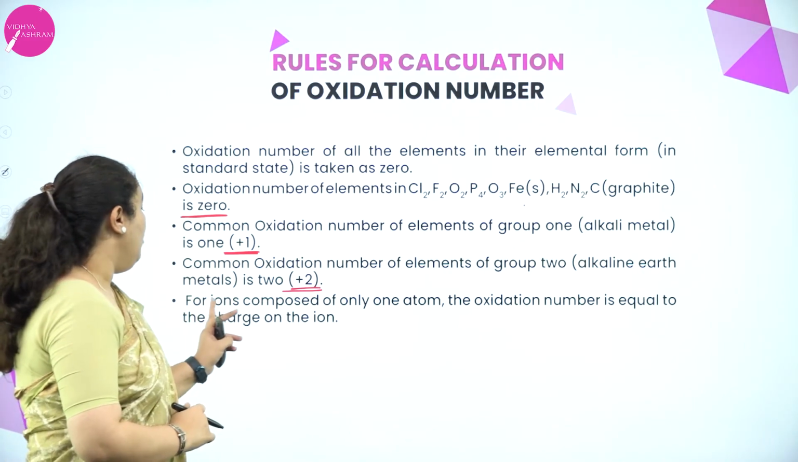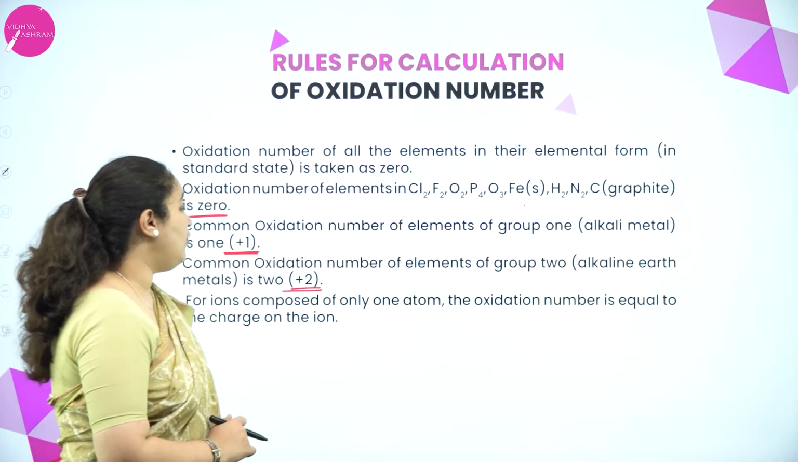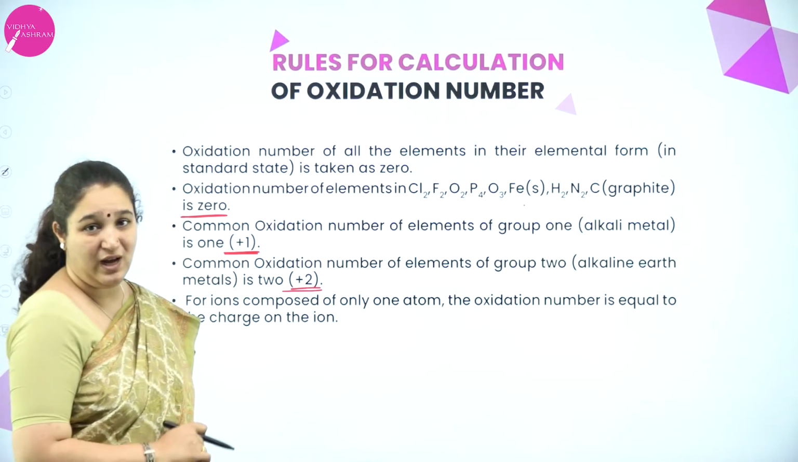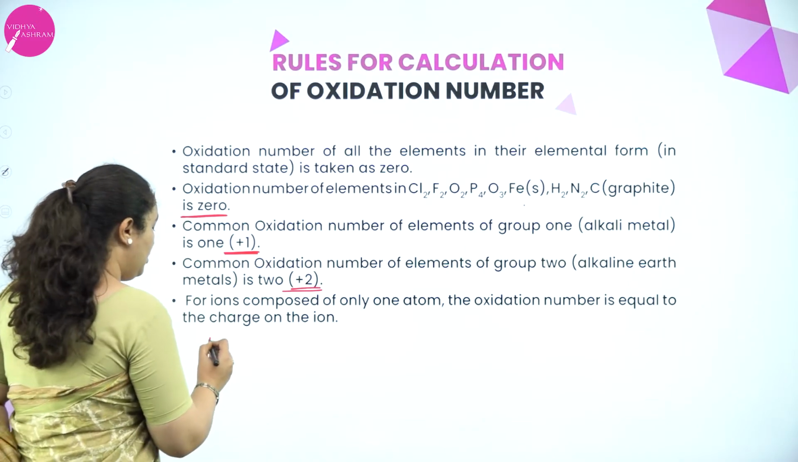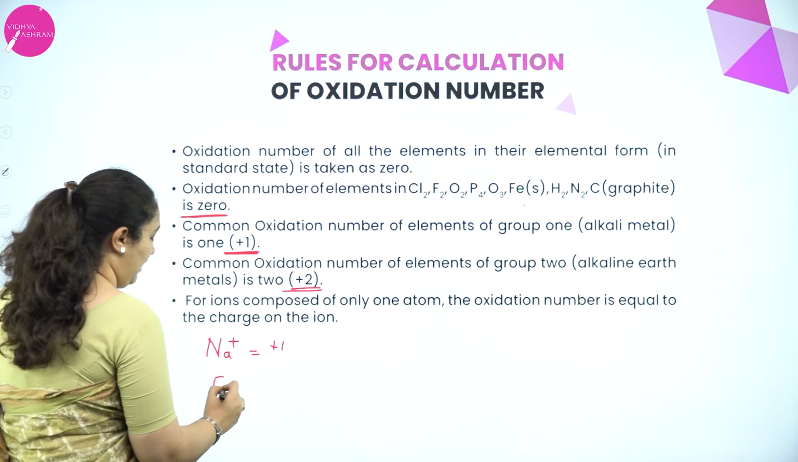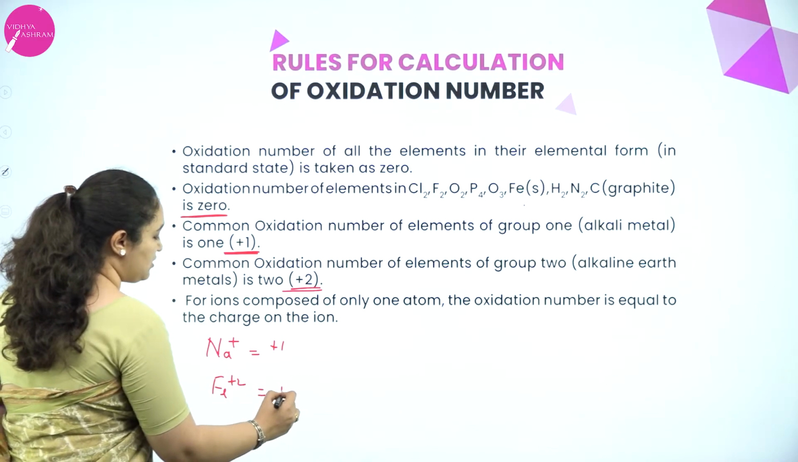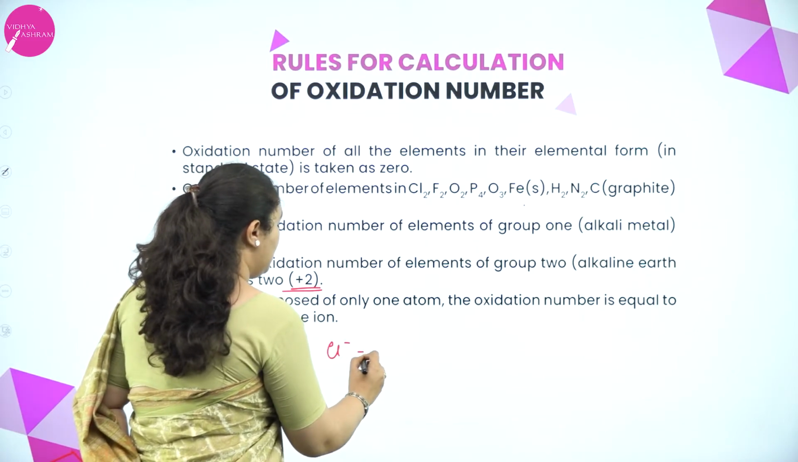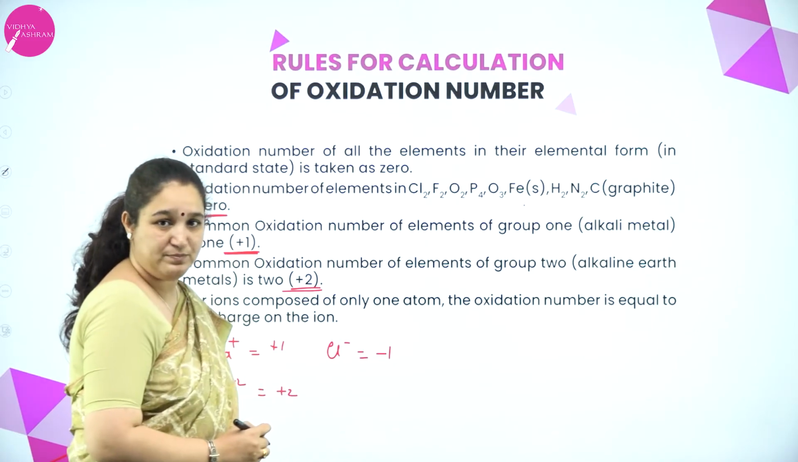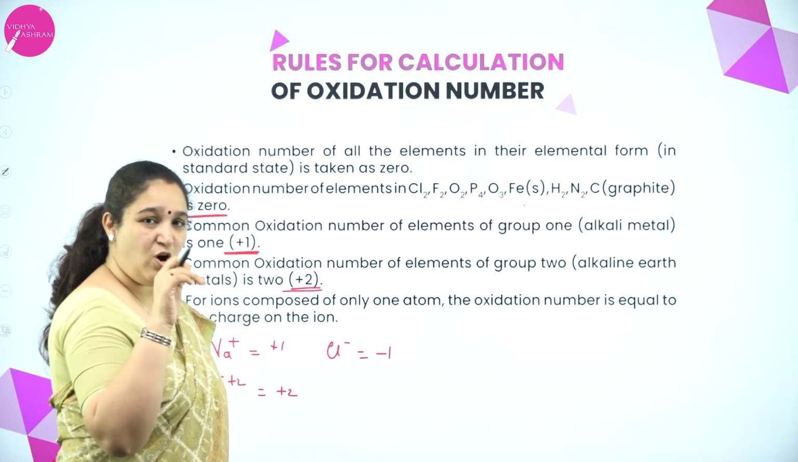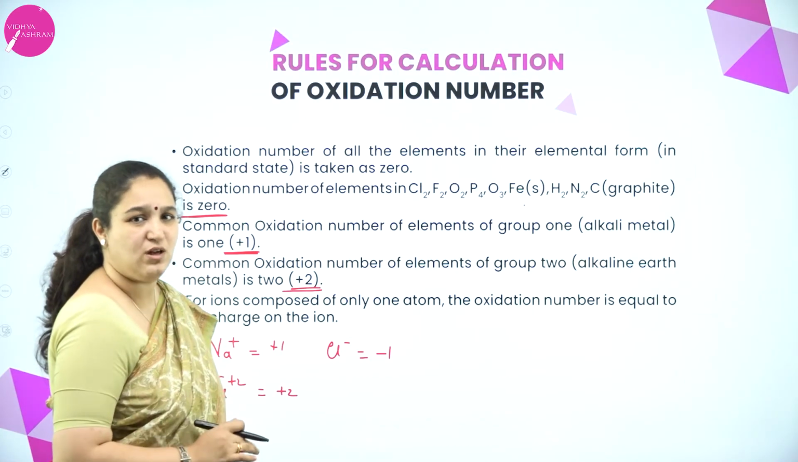For ions composed of only one atom, the oxidation number is equal to the charge on the ion. For example, sodium ion, oxidation number is +1. Fe2+, oxidation number is +2. Cl-, oxidation number is -1. So, if it is a single ion, the charge on that ion is the oxidation number.